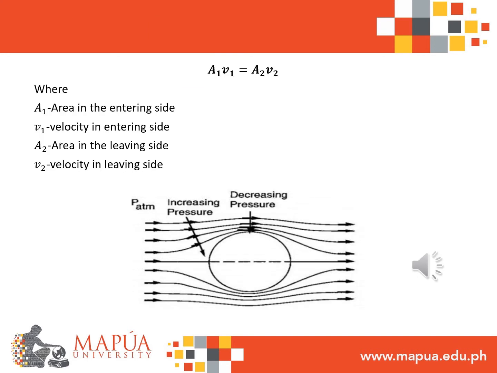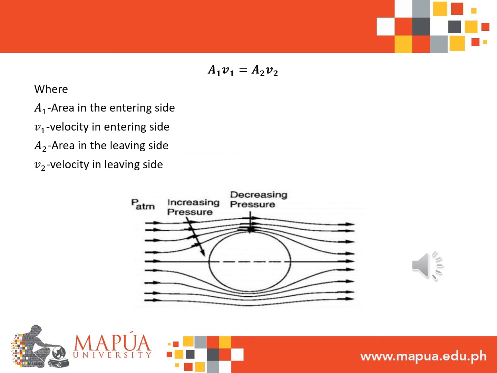This equation can be further expressed as the area on the entering side times the velocity on the entering side equals the area on the leaving side times the velocity on the leaving side. Based on this equation, it can be stated that the area of the flow is inversely proportional to the velocity of the fluid. As you can see in the figure, it is a phenomenon called the Venturi effect.